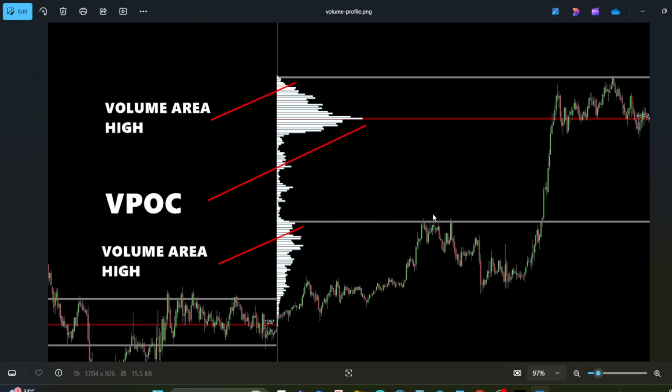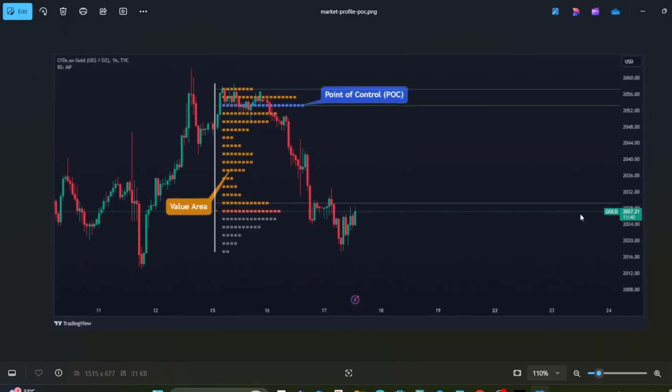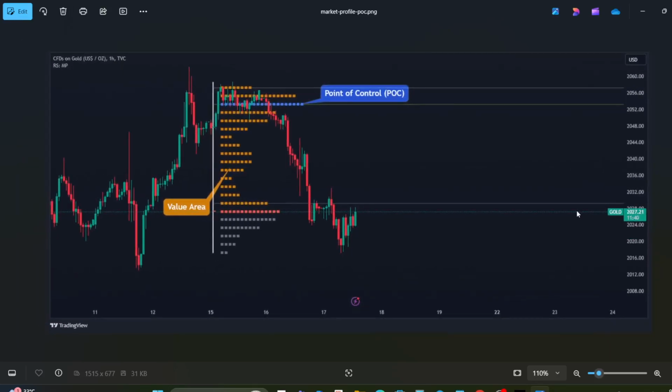exiting trades. So what is the main difference between market profile and volume profile? Well, it really comes down to the type of information that each tool focuses on. Market profile is more time based. It shows you how long the market spends at each price level, helping you identify areas of market value and potential turning points.